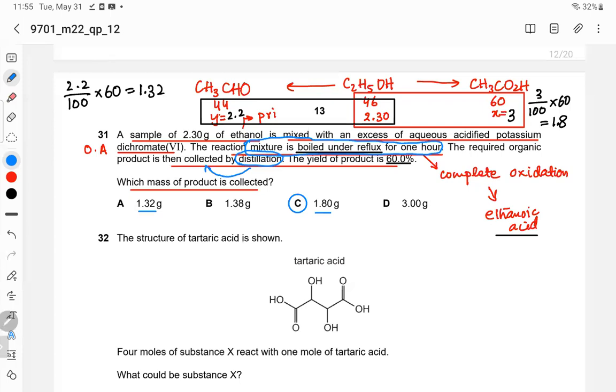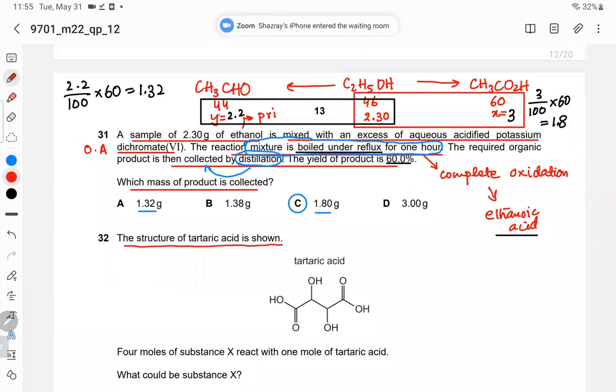Okay. And both are organic compounds, whether it's an aldehyde or ethanoic acid. So you have to understand the question, and if you don't, you will lose marks. Okay, now question number 32.